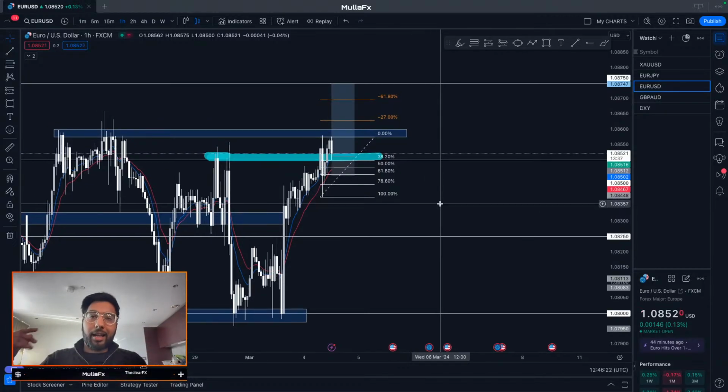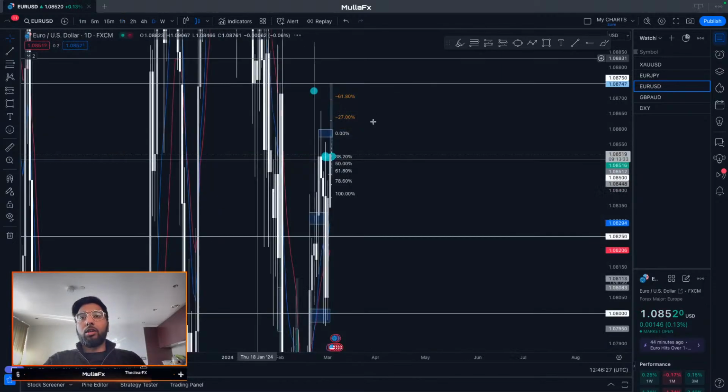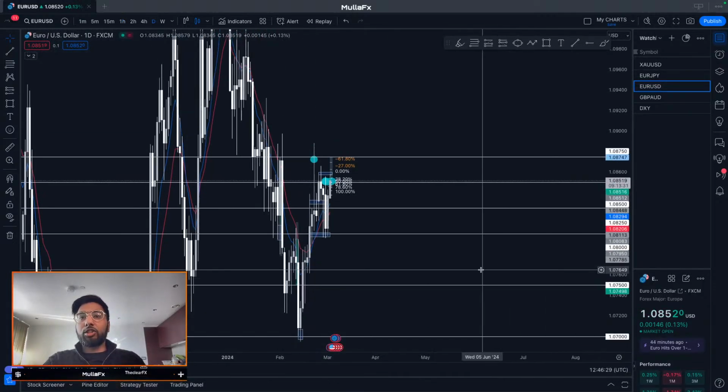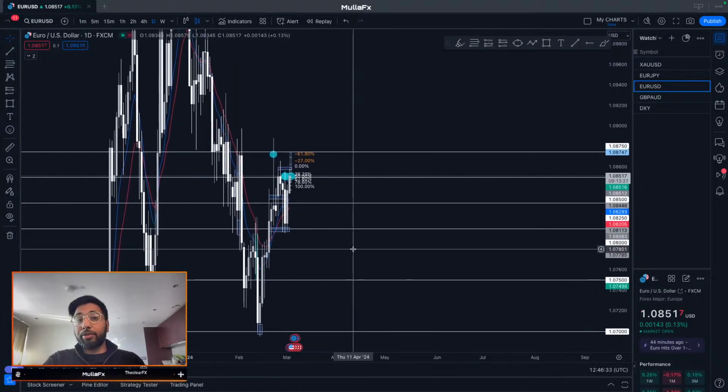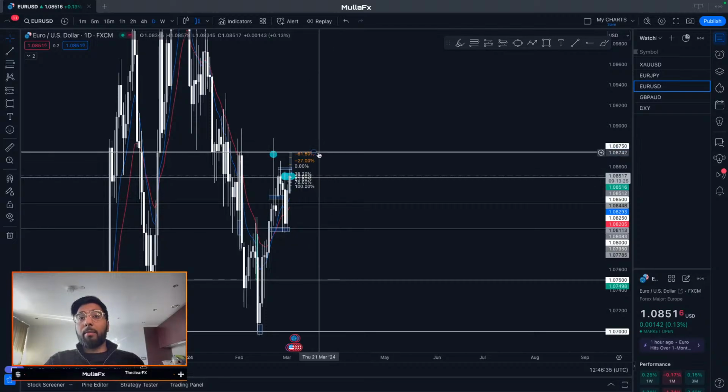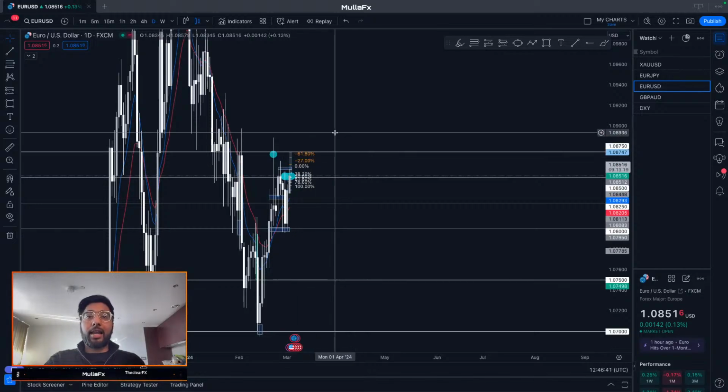Don't let analysis paralysis get to you, and then you feel like, oh, I've got to leave this trade because I'm not really confident in this trade, right? We expect price to go to 1.08750. We're going to let it get to that point, right?